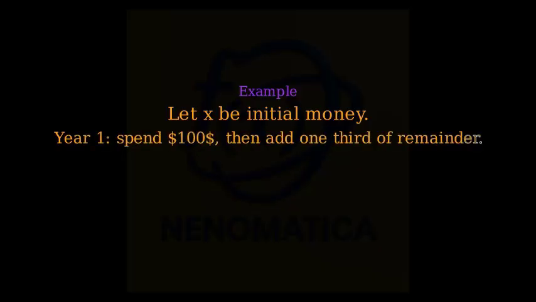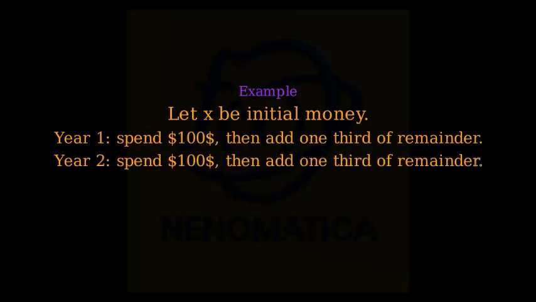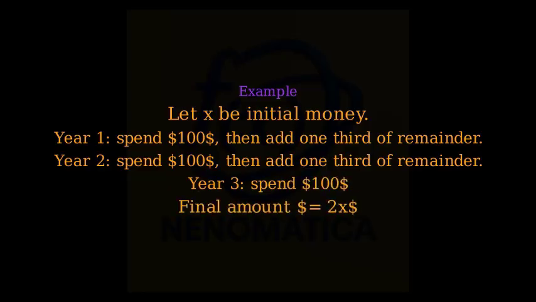In this lesson, our problem is about money changing over 3 years, and we will solve for the initial amount. Here is our example. After each of the first 2 years, the student spends $100, then adds 1/3 of what remains. In the third year, the student spends $100 again. After these 3 years, the amount of money equals twice the original amount. We will find the initial amount and interpret the sign carefully.